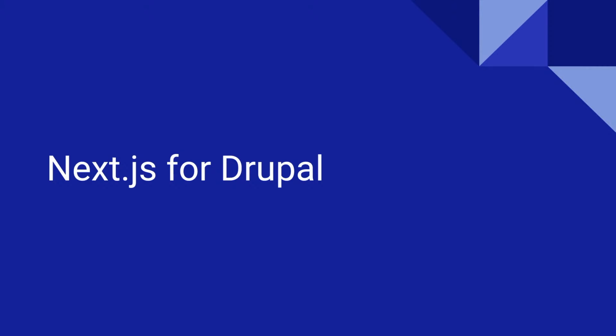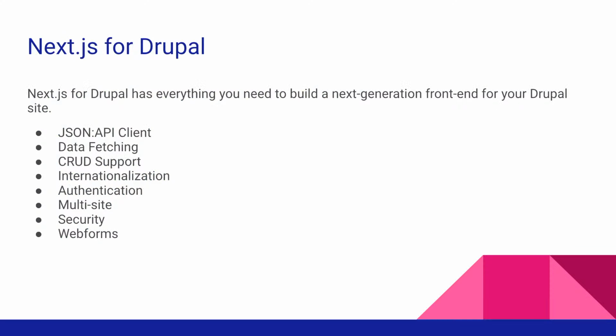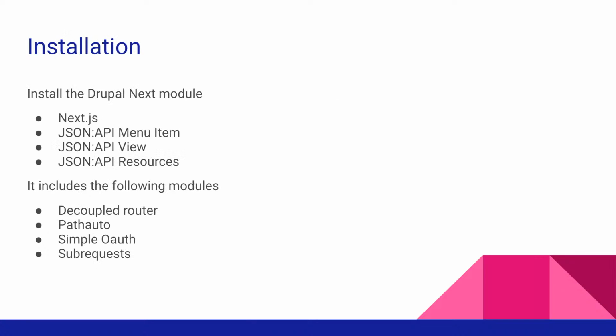Now let's talk about Next.js for Drupal. Next.js for Drupal has everything you need to build the front end and the back end. So it has the JSON API client, data fetching, the CRUD, internal authorization, authentication, multi-site, and security. So on the Drupal side, we install it by installing the Next.js Drupal module. So we have the Next.js module, the JSON API menu items, the Views resources. Then we also have Decoupled Router, Pathauto, Simple OAuth, and Subrequests.